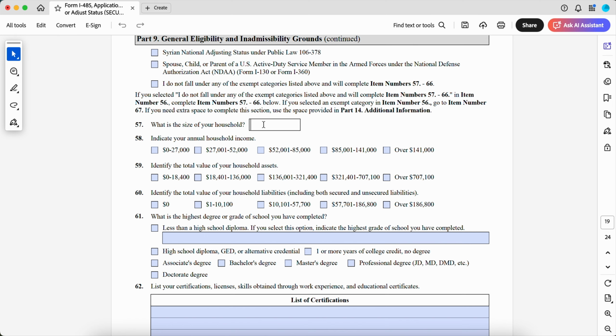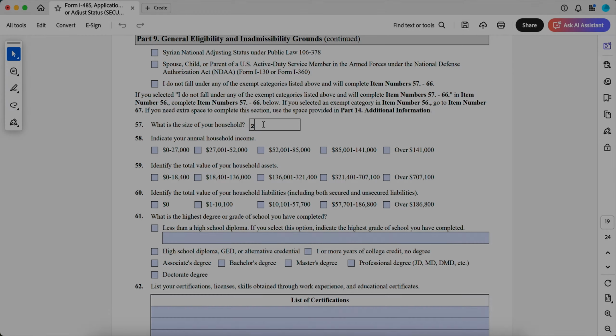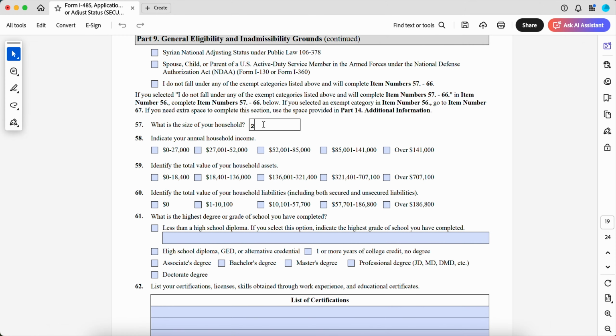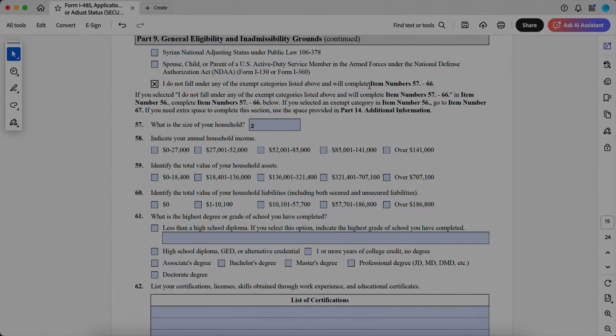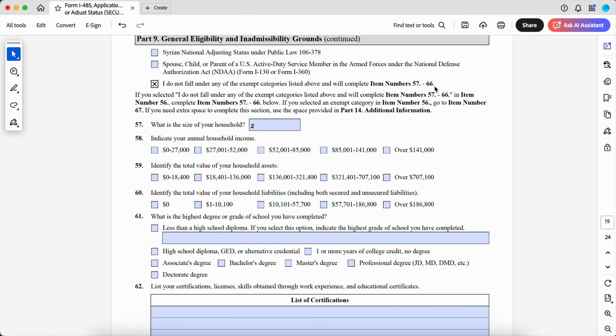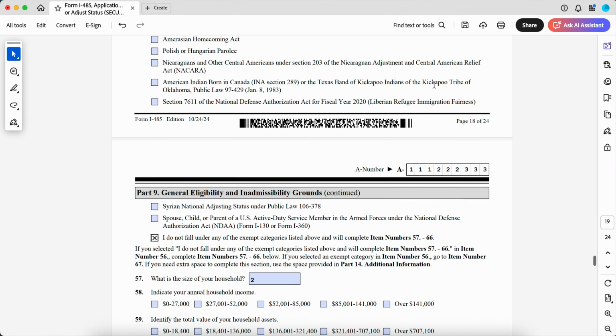If it's just you and your spouse, you write 2. If it's more, if it's your kids and everything, you write more. Then you have to indicate annual household income. Oh, here you have to write if you do not fall under any exempt categories. You have to write, "I do not fall under any exempt categories listed above, and will complete item numbers 57-66."